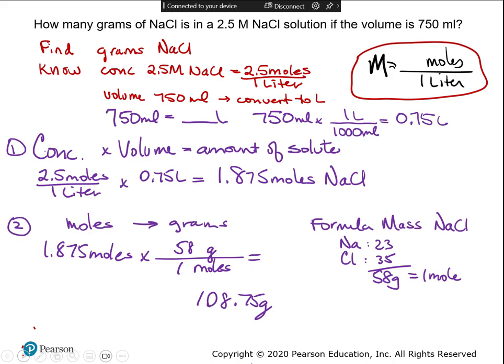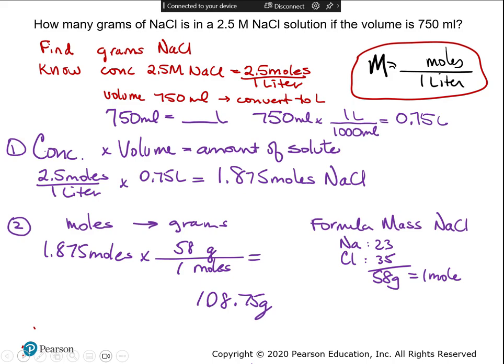So that was really the very first step to do, is take 750 milliliters, convert it to liters. It's just a one step. So 750 times in a line, 1,000 milliliters on the bottom, 1 liter on the top. So it's 0.75 liters. Now I can take that number times my concentration, 2.5 moles per 1 liter times 0.75 liters, and I got 1.875 moles of sodium chloride.